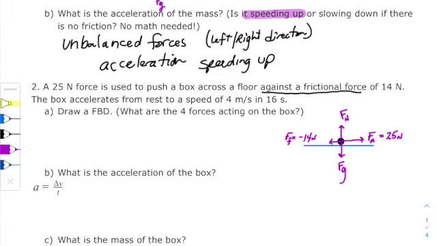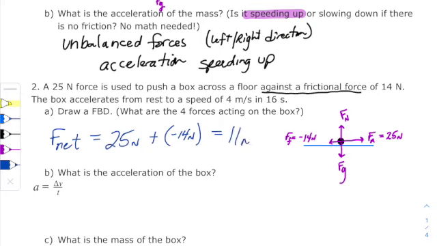What is the acceleration of the box? Well, before we figure out the acceleration of the box, we need to find the net force first. So let's go ahead and find the net force by adding together the forces in the left-right direction. So I have 25 newtons plus a negative 14 newtons, and that gives us 11 newtons positive. So we have an 11 Newton force to the right.